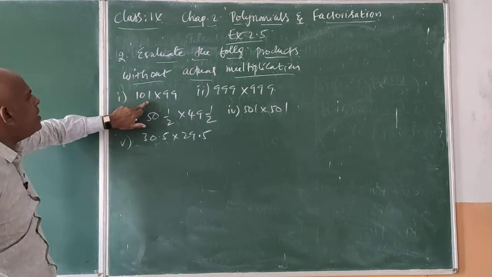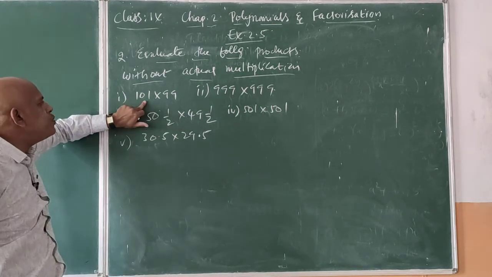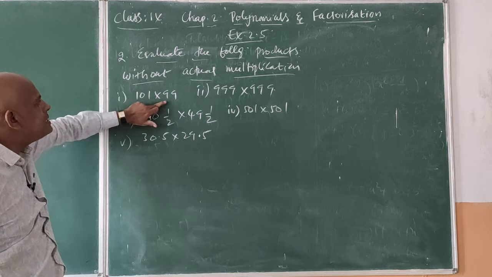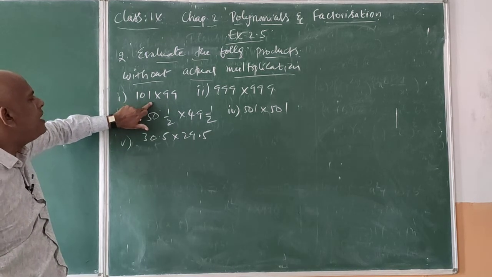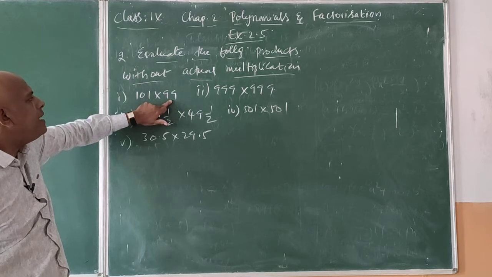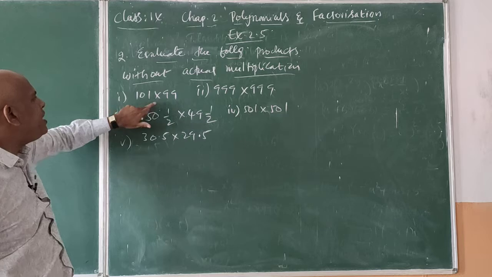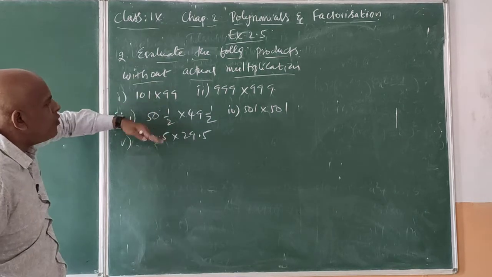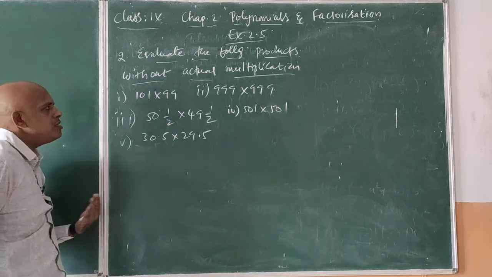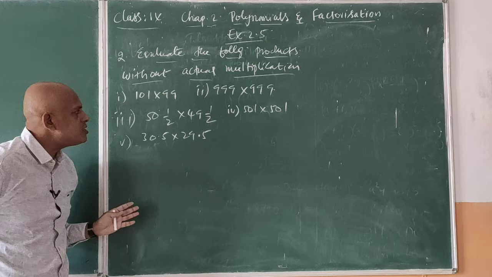So here, 101 into 99. It is nearer to 100. 101 is more than 100 by 1, and 99 is less than 100 by 1. So 101 is written as 100 plus 1, and 99 can be written as 100 minus 1. Then we get 100 plus 1 into 100 minus 1, which is a plus b into a minus b. So we can apply a square minus b square. First I will explain what algebraic identities we have to apply here. Later we go on to solve the problems.